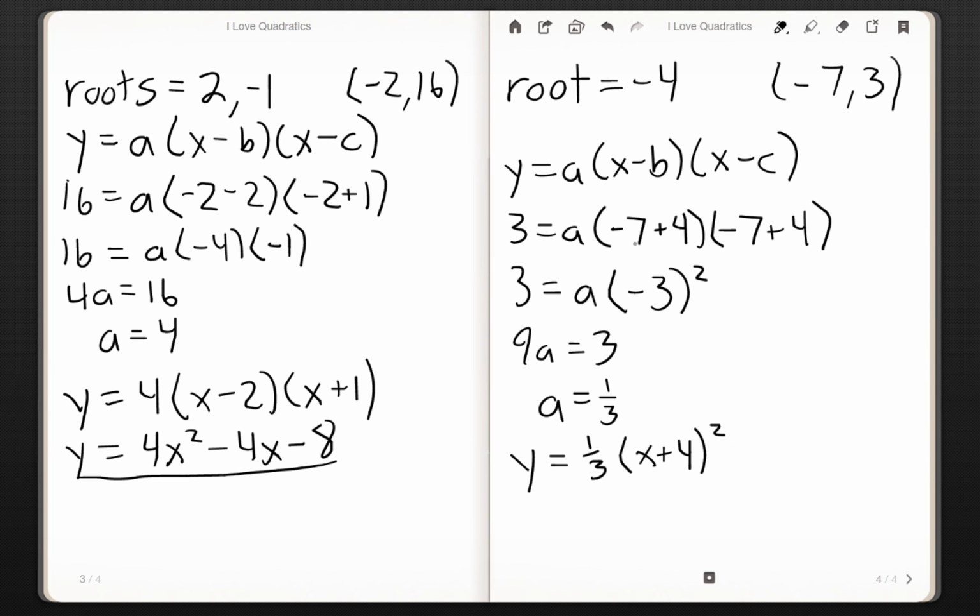And now if we want to put this into standard form, we'll get x squared plus 8x plus 16 times 1/3. So that's 1/3 x squared plus 8/3 x plus 16 over 3. We just multiplied that out and then multiplied each term, divided each term by 3.